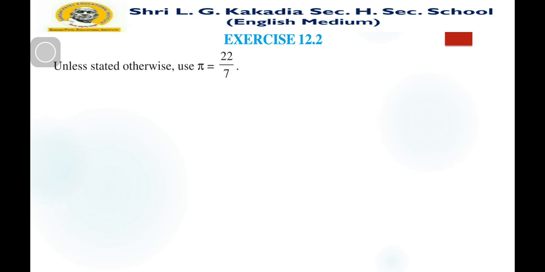Unless stated otherwise, use pi is equal to 22 by 7. Means if the value of pi is given as 3.14, then we are going to take that value, otherwise we are going to take the value of pi is equal to 22 by 7.